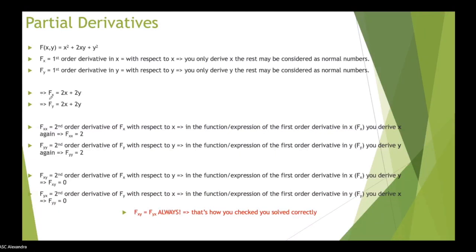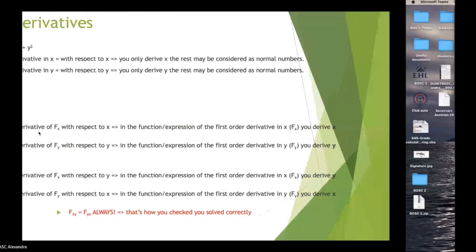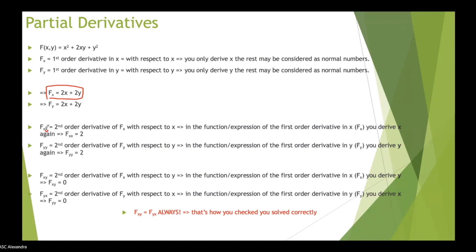Wait, sorry. So if you have fx and then the second letter is also x, then it means that you will have to derive x again in the first order derivative of x. So basically, when you do the second order derivative, the first letter, in this case x, tells you in which first order derivative function you should derive the respective variable, which is the second one.